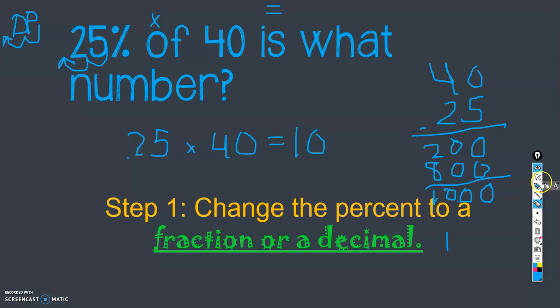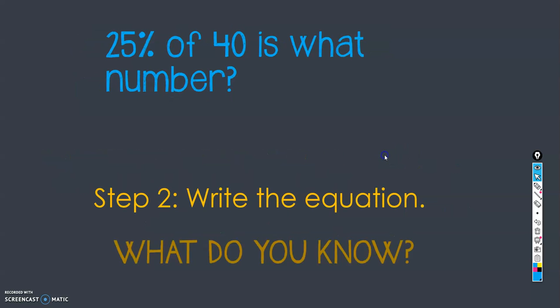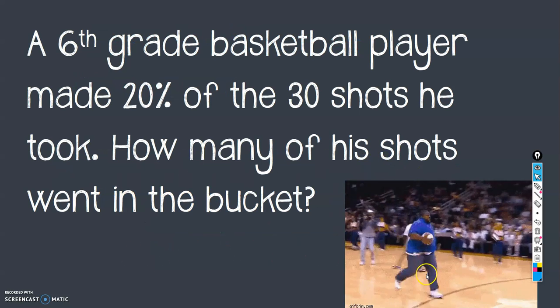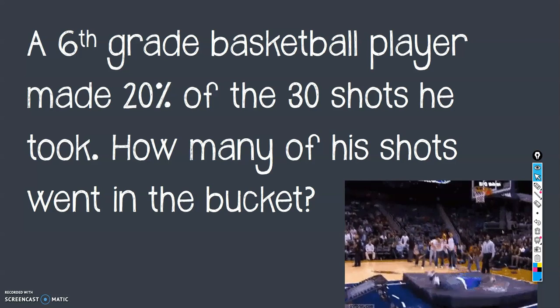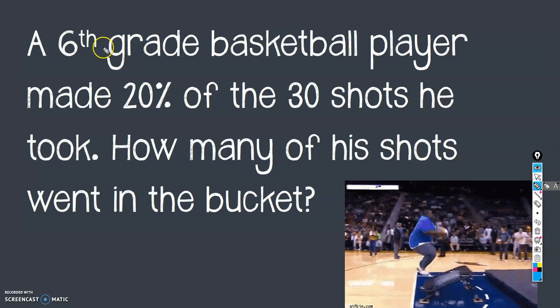I have another problem that I'd like to work on with you. So a story problem. So let's flip back forward here. Okay, look at this cool dude, and he biffs it. So a 6th grade basketball player made 20% of the 30 shots he took. How many of his shots went in the bucket? So let's go ahead and set this up as an equation. We'll do it both ways, guys.